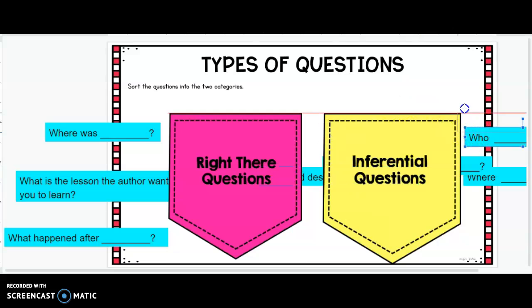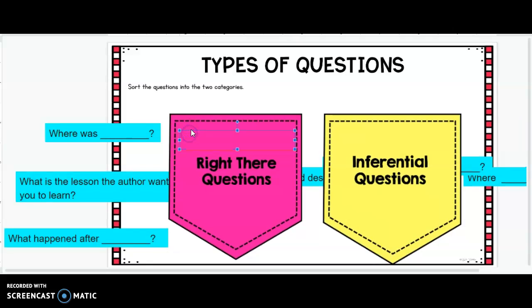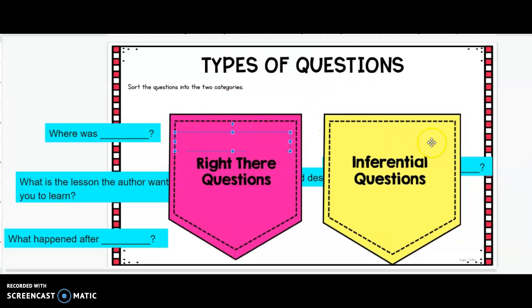Next, we have who. Who is in the story? Where do you think this would go? Our who would be directly in the text, and that would be considered a right there question. Next, we have where. Where did something take place? Do you think that we have to make an educated guess about it? Or do you think that it would be right there in the text? If you chose right there, you are absolutely right.